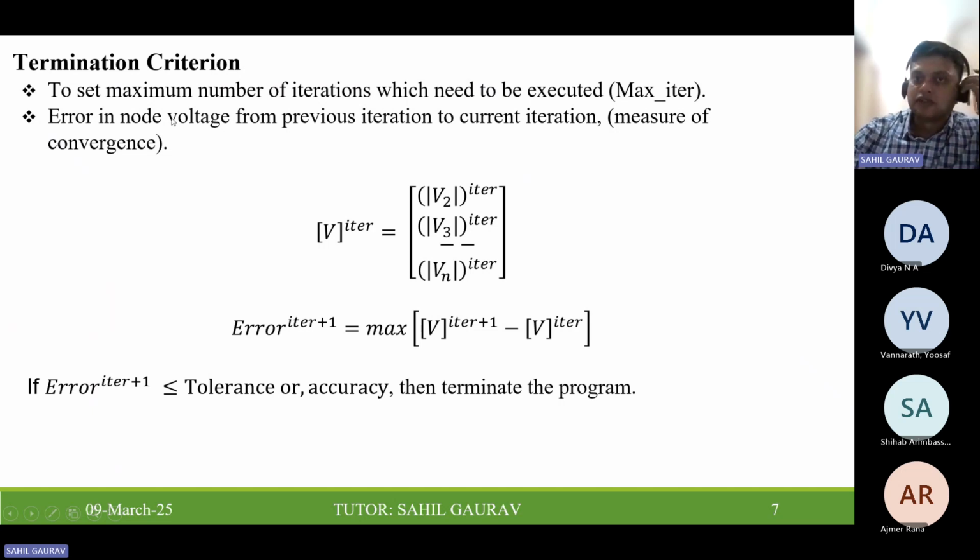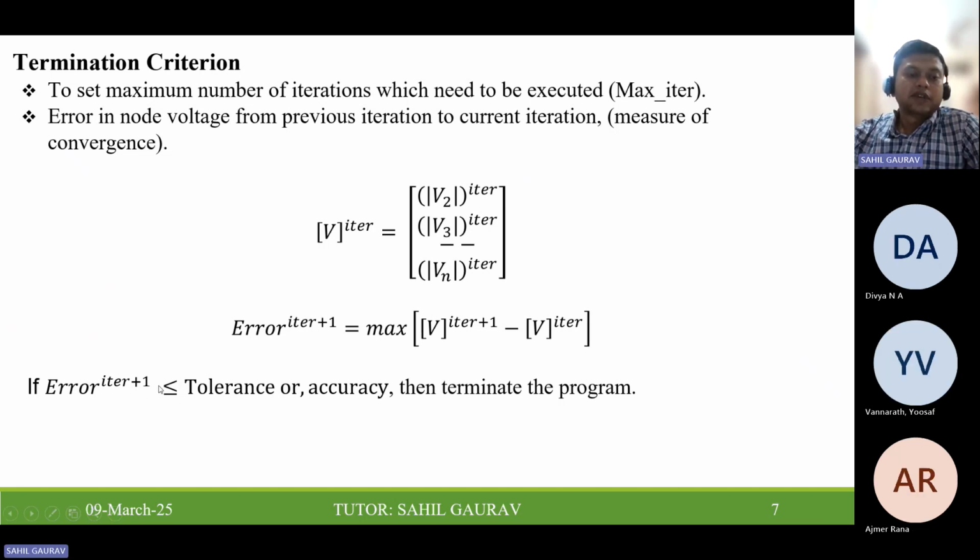So it has to follow one of two criteria. Either you set a maximum number of iterations, that you should go till this number of iterations, or you provide some tolerance or accuracy. And what is this tolerance or accuracy? You find the error value from the previous iteration to the current iteration, and that error should be less than some value like 0.0025 or 0.001. If this error is less than that value, then you can tell your program that it should terminate and provide your calculated value.